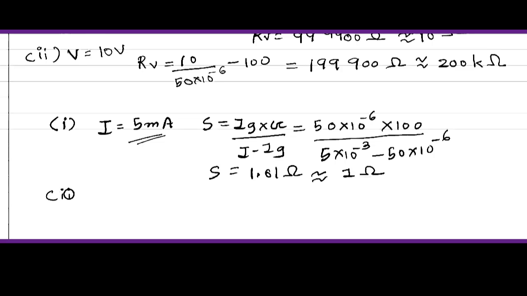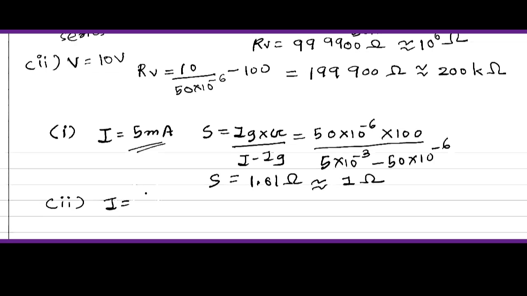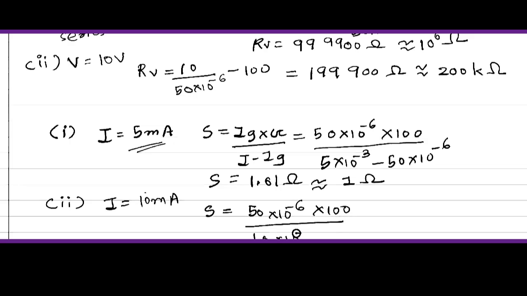And from our last option, we will take I is equal to 10 milliampere. So S will be 50 into 10 raised to minus 6 into 100 divided by 10 into 10 raised to minus 3 minus 50 into 10 raised to minus 6, which is 0.5 ohm.